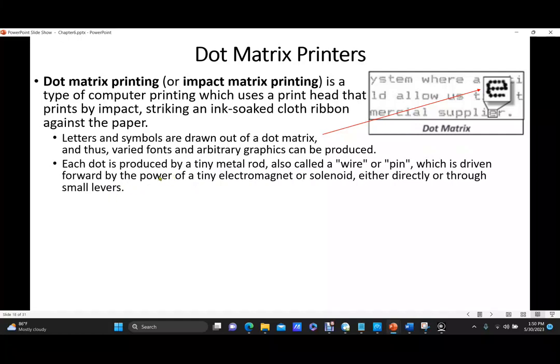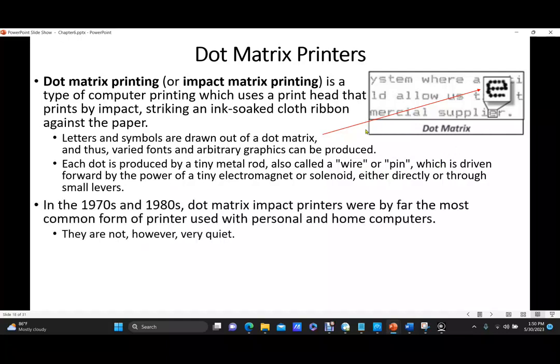Each dot is produced by a small metal rod or wire pin that pushes forward and pushes the ribbon against the paper. In the 70s and 80s, dot matrix printers were by far the most common form of printer used with personal or home computers. The problem with dot matrix printing is that they are noisy.